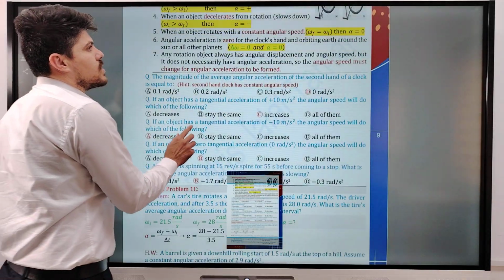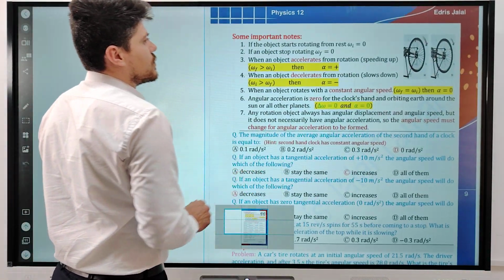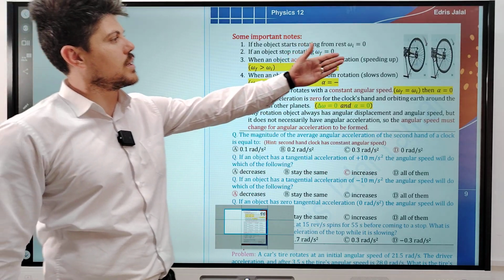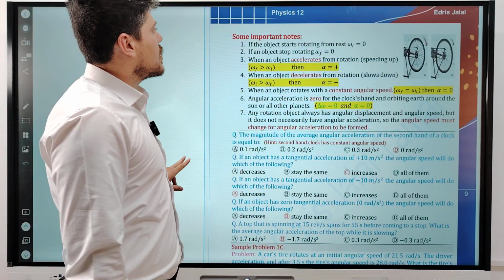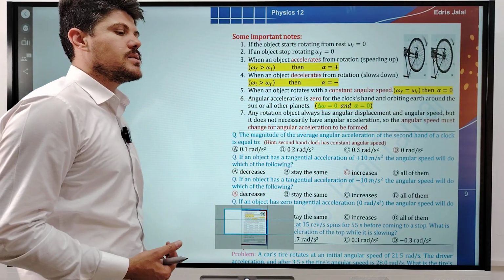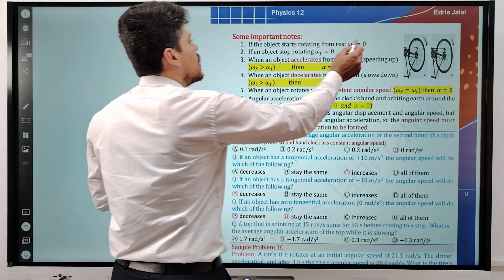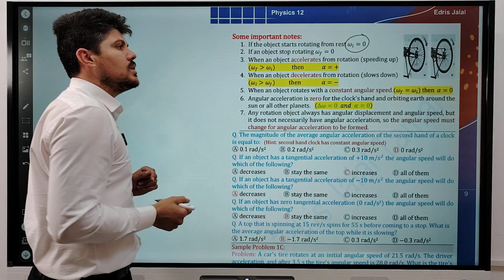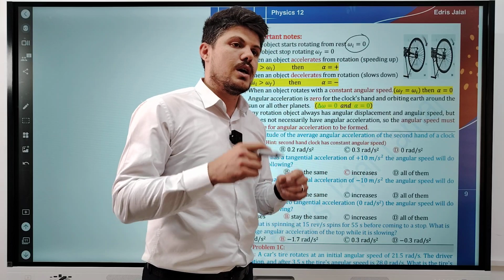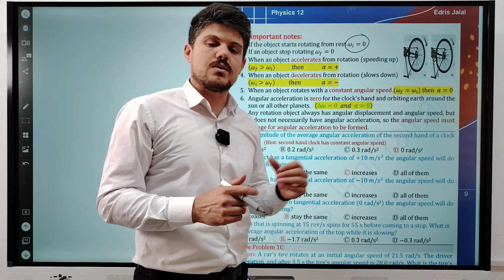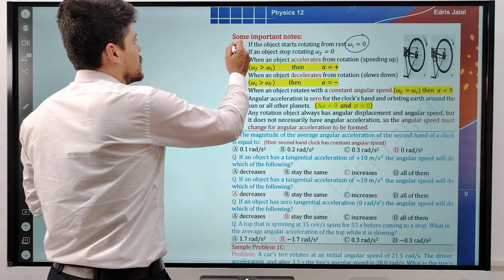We have some important notes about the angular acceleration for rotational motion, as you can see in the upside down bicycle. If the object starts rotating from rest, which means that omega initial is equal to 0. When is omega initial equal to 0? If the question says the object starts rotating from rest. Okay, this is the first one.